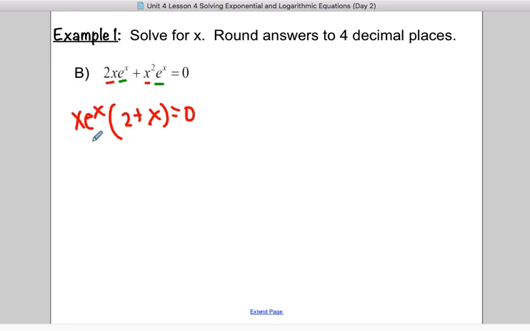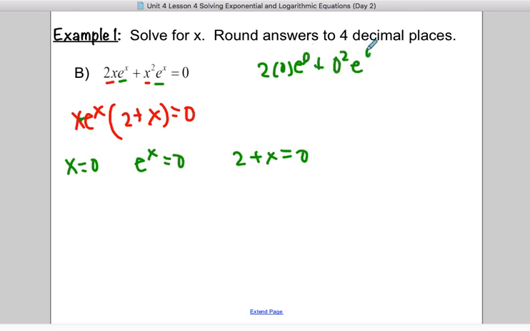Now, we would set each part equal to 0. So it's really x would equal 0, e to the x would equal 0. These are two separate parts. And 2 plus x is equal to 0. And then we have to solve all three of these. Well, x equals 0. Would that work? If you plug this into your calculator, e to the 0, you plug in 0 for all your x's. Does it equal 0? Yes, it will. Okay, so this is one answer.